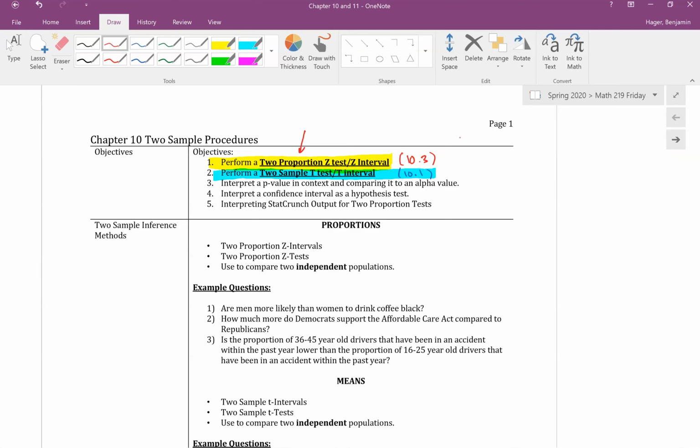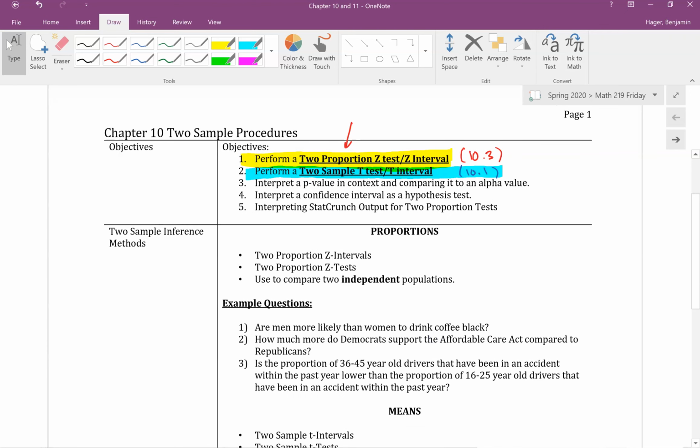Okay, so this is going to be nearly identical to what we did in Chapter 8 and 9 for one proportion. In Chapter 8 and 9, we did one proportion intervals and one proportion tests. Here we are doing two sample methods, and so what we are using this for is comparing two groups. So again, we are focusing in this video on proportions.